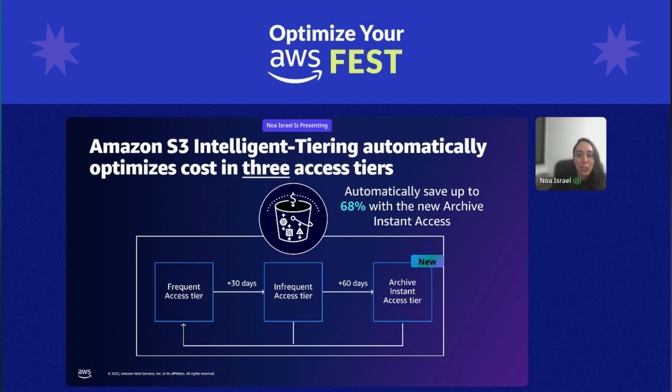So the intelligent tiering is going to make the decision for you. If you're not going to access your photo for a certain time, it's going to move it automatically for you. If you meet a friend and you want to immediately show the photos, it will automatically move it back to the frequent access tier.